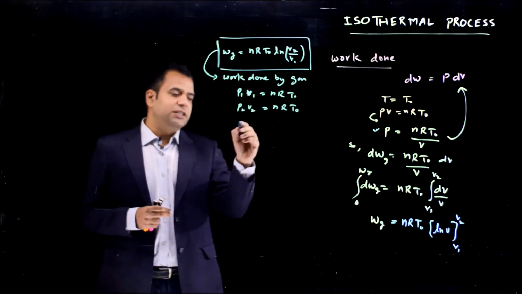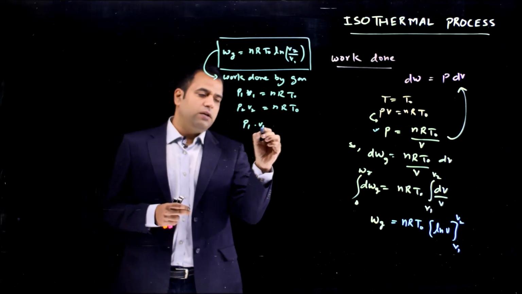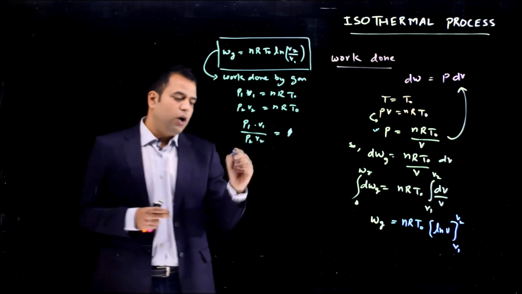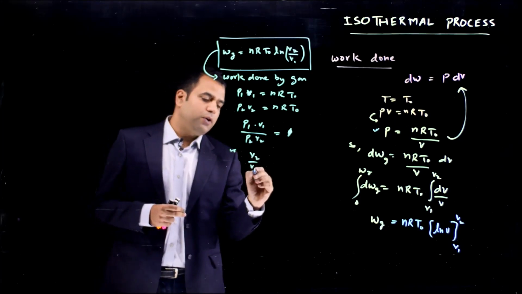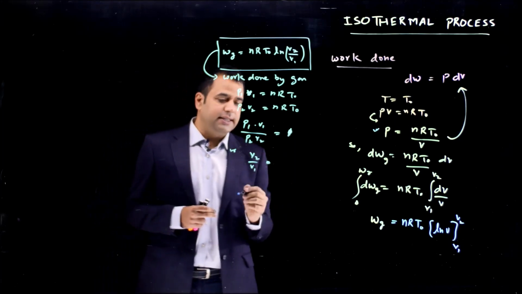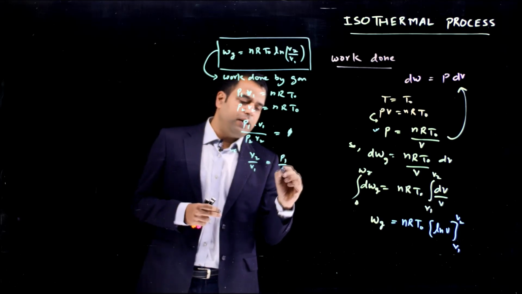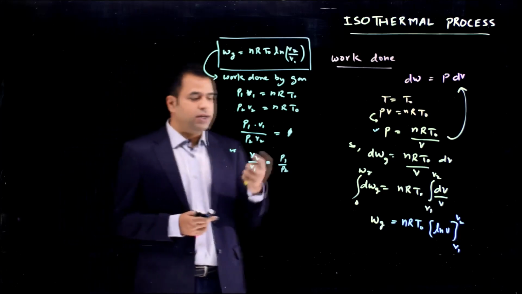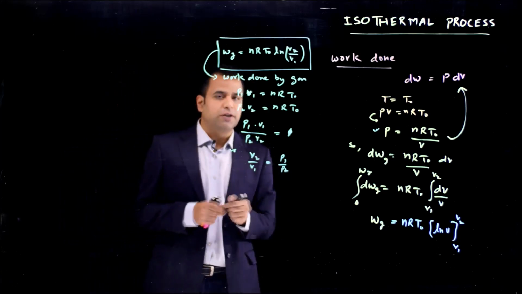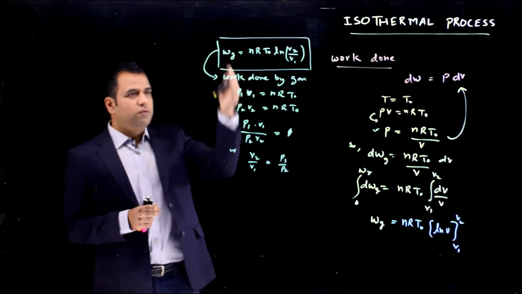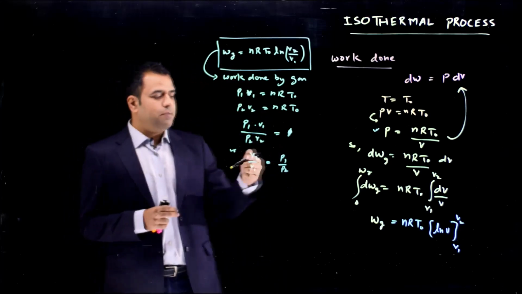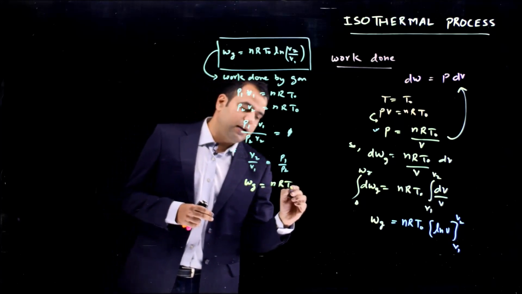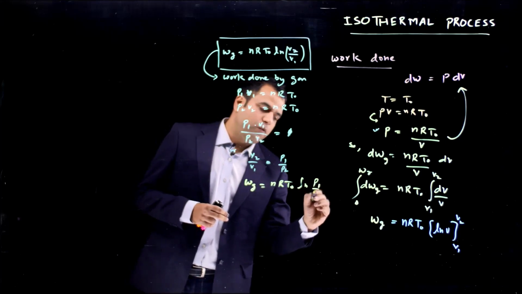So if I divide these, it will be P1 V1 divided by P2 V2 equals 1. Or we can say, taking this value onto the right hand side, V2 upon V1 will be equal to P1 upon P2. So V2 upon V1 becomes P1 upon P2 in case of the isothermal process. So in the equation which gives us the work done by gas, I can replace this value there, and that will give me W equals nRT naught ln P1 upon P2.